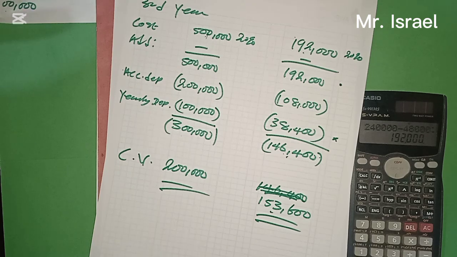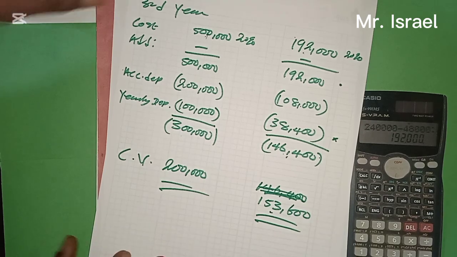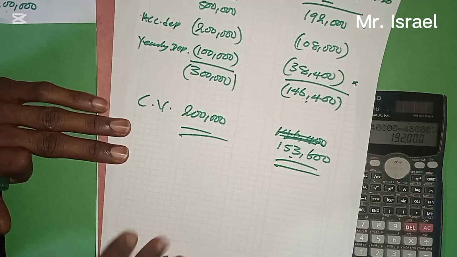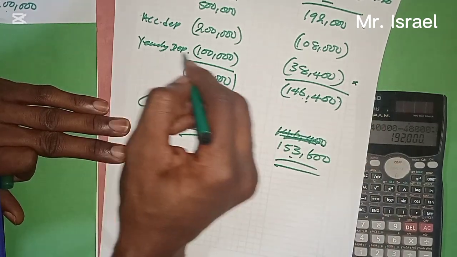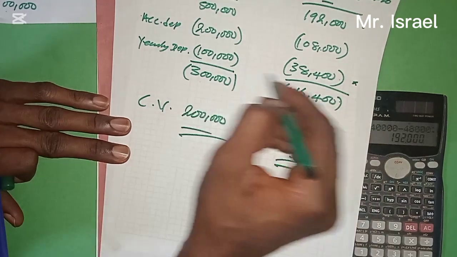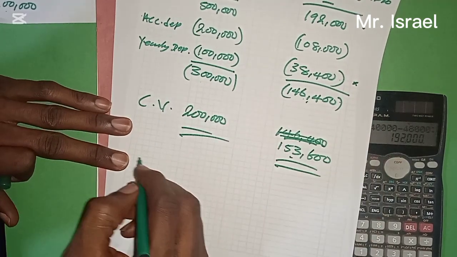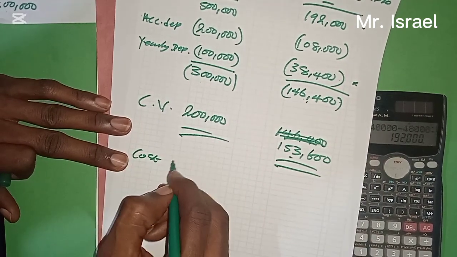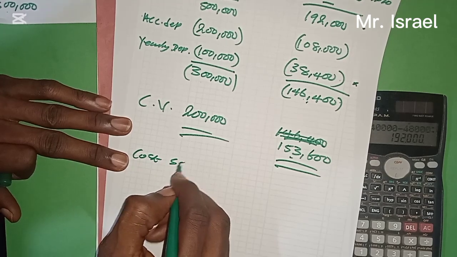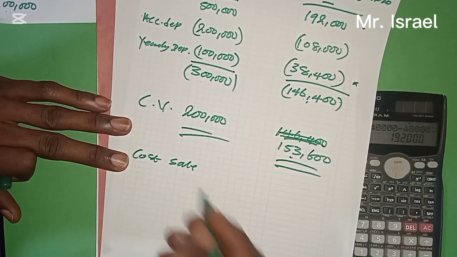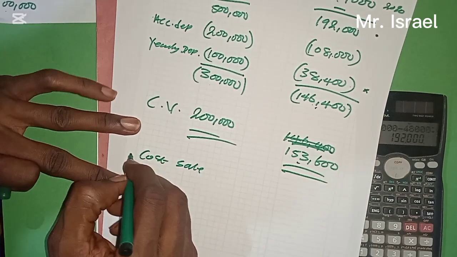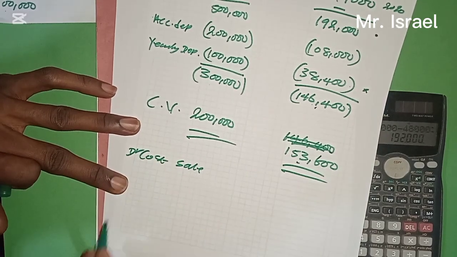Hope you understand it. That is how straight line and reducing balance method work. Now let me show you one thing again. This amount, the yearly depreciation, is what you charge to your cost of sales. If the examiner is silent, you charge it to your cost of sales. That is to say, you debit your cost of sales.